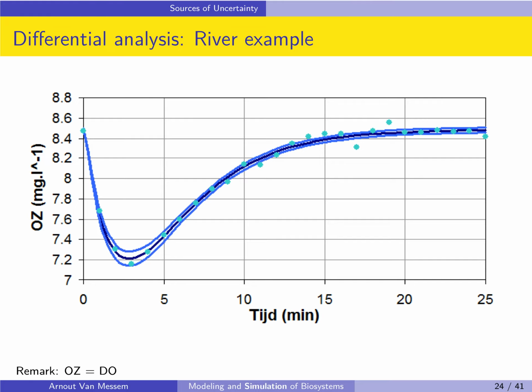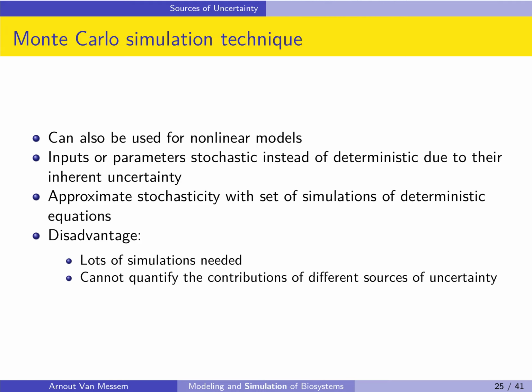You see that in dark blue is the mean of the model. And then in light blue, these are the upper confidence band and the lower confidence band for the dissolved oxygen over time. And then the third option for uncertainty propagation is using a Monte Carlo simulation. The advantage of this technique is that it can also be used for any nonlinear model.